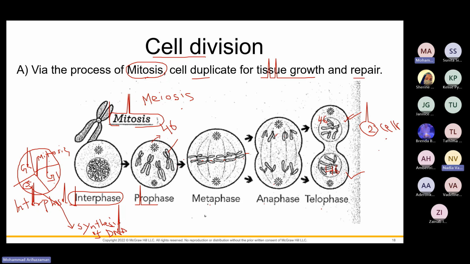So mitosis takes place in all somatic cells. Mitosis is common in all somatic cells. Do you know what somatic is? Somato means body. So all the body cells are somatic cells. For example, mitosis takes place in the skin. Mitosis takes place in the liver, kidney. So all the somatic cells in our body.